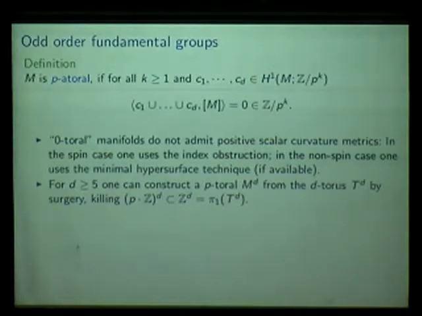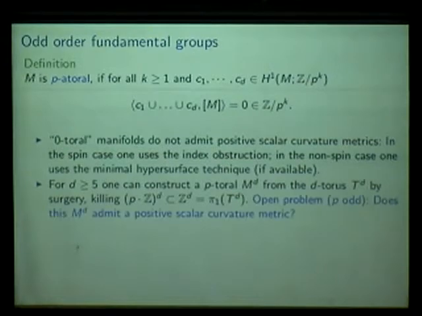But what is maybe interesting is that we can, of course, construct p-toral manifolds very easily by just taking a D-torus, which has fundamental group Z to the D, and then we can kill p times the generators in the fundamental group by surgery. In this case, we get p-toral manifolds, and this is actually an open problem. Do these manifolds admit positive scalar curvature or not?